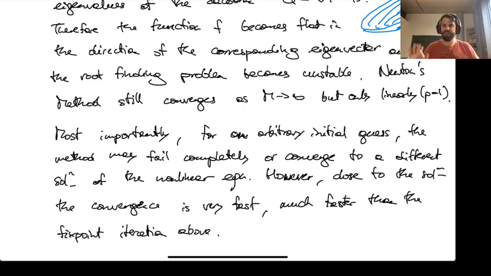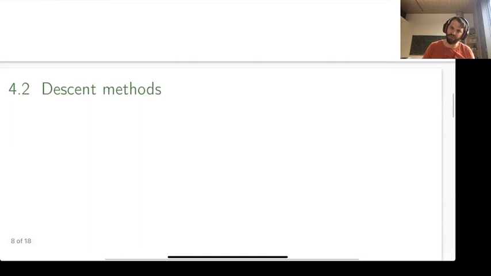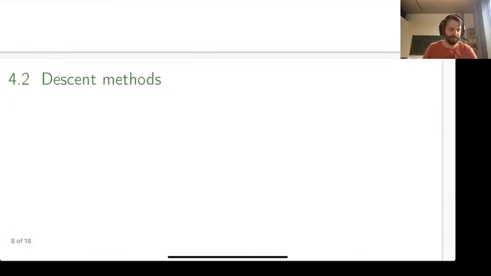Okay, so we need to somehow console this problem, namely that if we don't have a good initial guess for our iteration, we may fail to converge. But we would like to keep the really fast convergence of Newton's method. So in order to do this, I will introduce a second type of method, namely so-called descent methods.